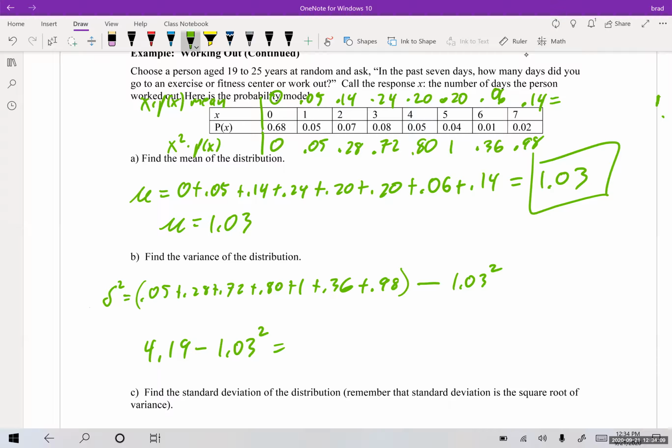0.05 plus 0.28 plus 0.72 plus 0.80 plus 0.36 plus 0.98. So I get 4.16. Did I miss something?